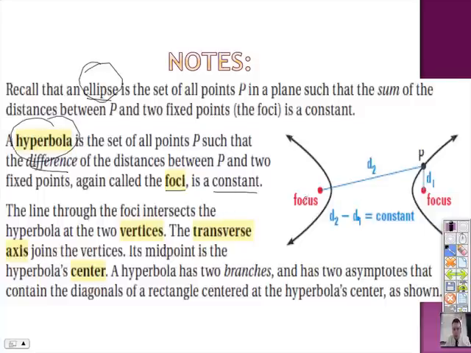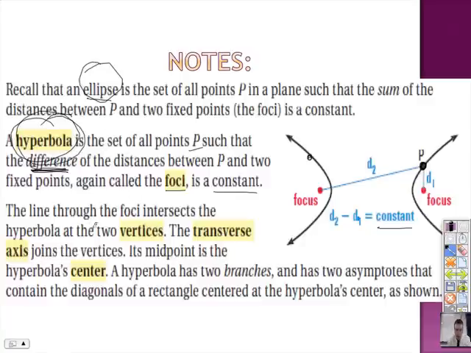Okay, so if you look at a picture, it's a set of all points P. So any P that you pick, any point on here, if you take the difference of the distances, this distance and this distance, it's going to be one number. Okay, always. If I pick this and I figure out this distance, I subtract, it's going to be the same number. That's how a hyperbola works. Okay, ellipse works a little different.